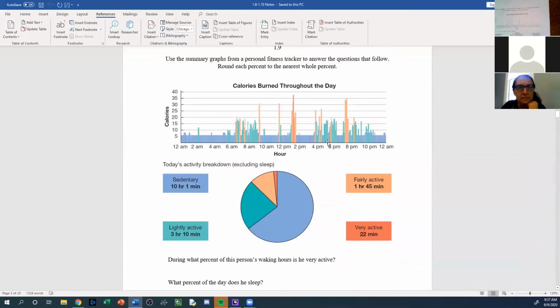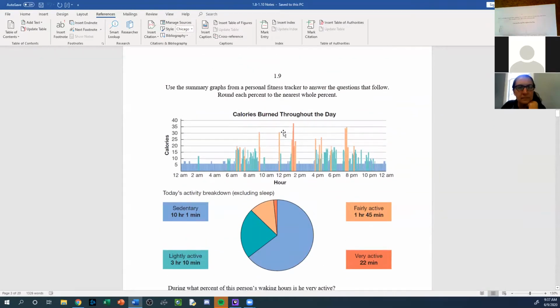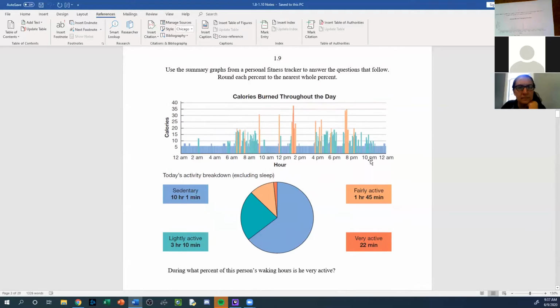We're going to talk about different types of graphs. So it says, use the summary graphs from a personal fitness tracker to answer the questions that follow. And it says round each percent to the nearest whole percent. Okay. So I think what we'll do is use my notes here just for the first page, and then we'll go back to the handwritten notes.